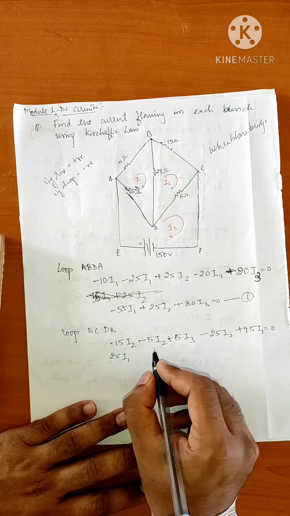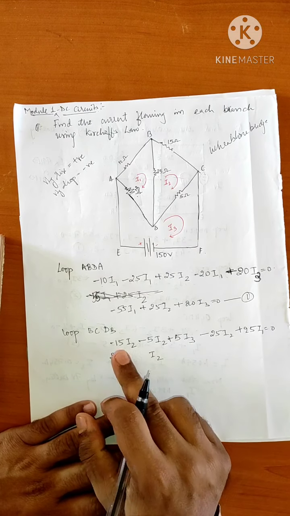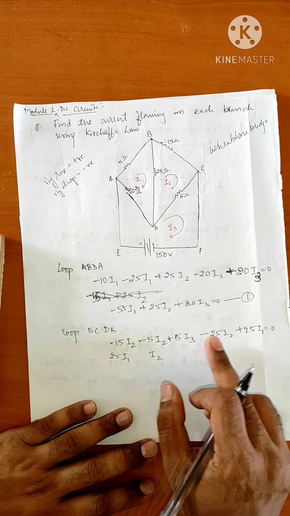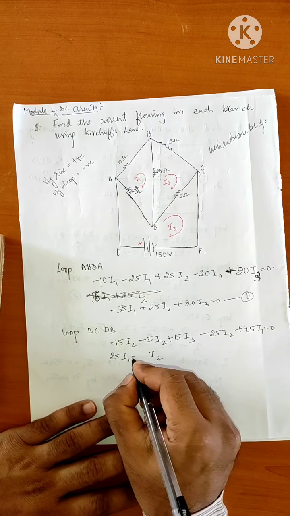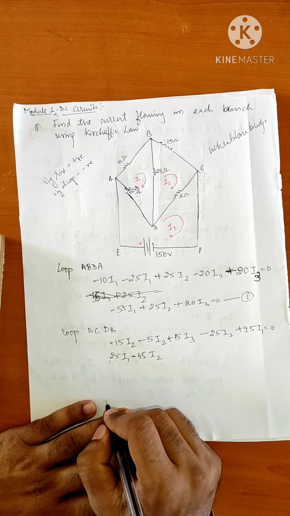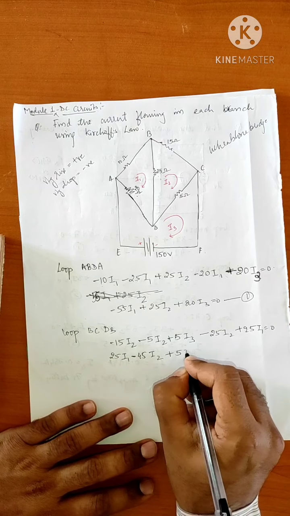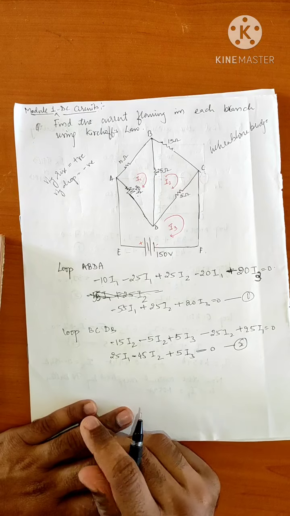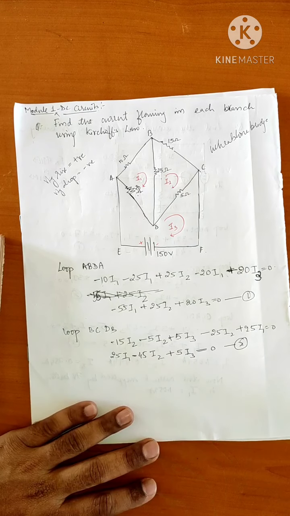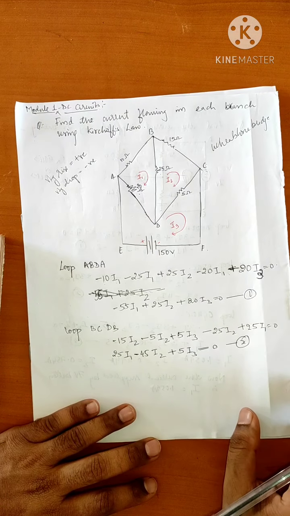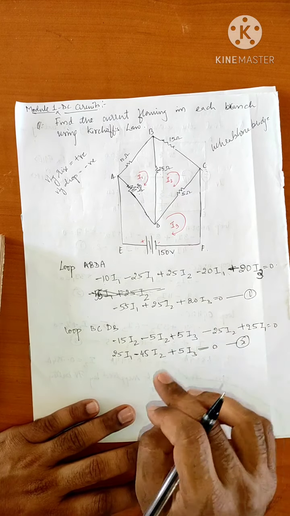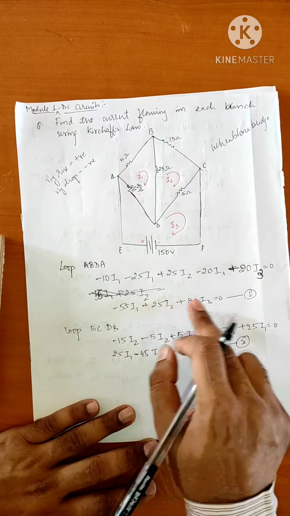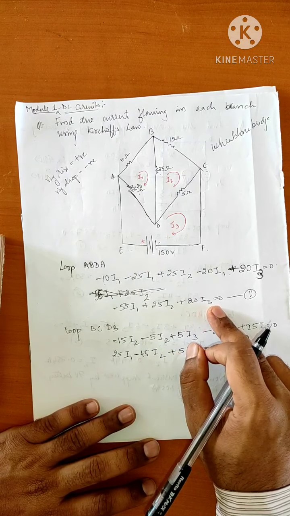Now add all the I2 terms. Minus 15, minus 5, minus 20, minus 25, that is minus 45 I2, plus 5 I3 equal to 0. This is my second equation. Writing the equation is very important, so kindly don't make mistakes in that. Just go through the equations, see what signs I have taken, and accordingly write the equation and make it an equivalent equation.